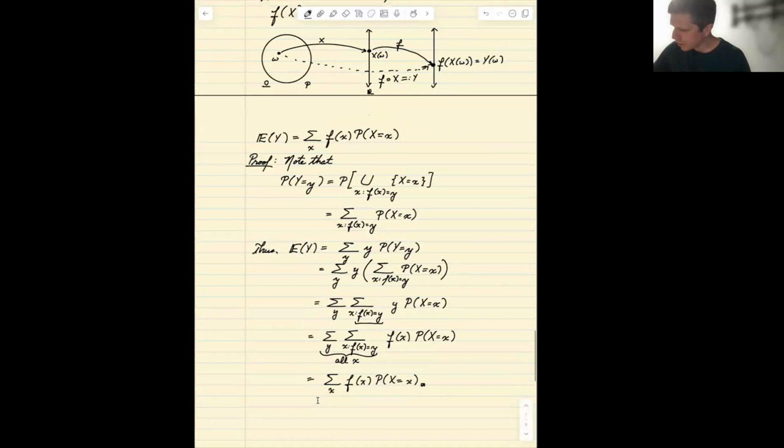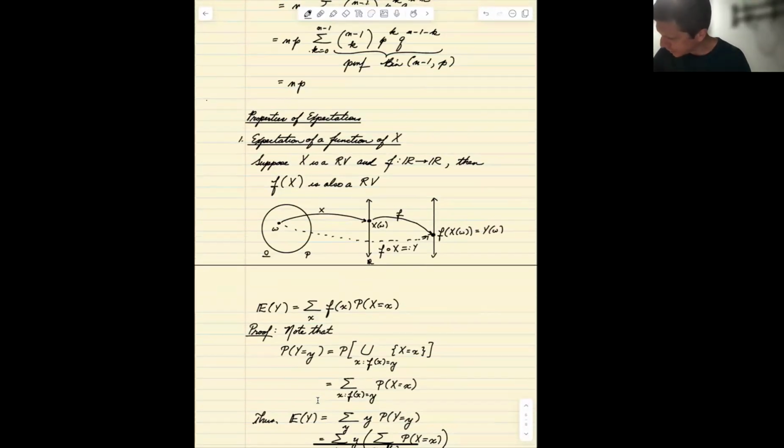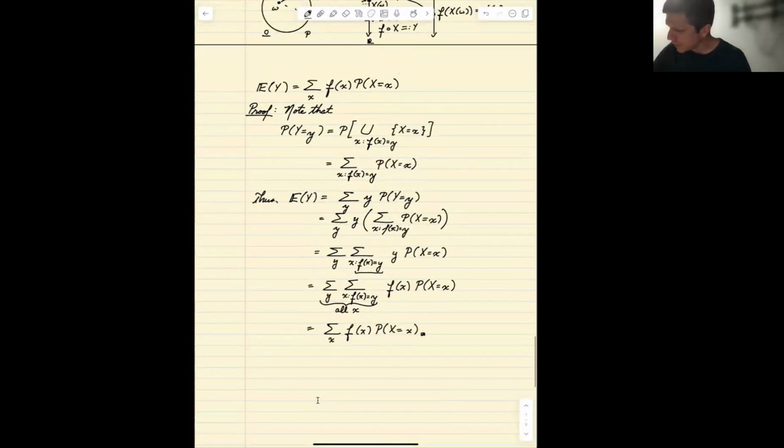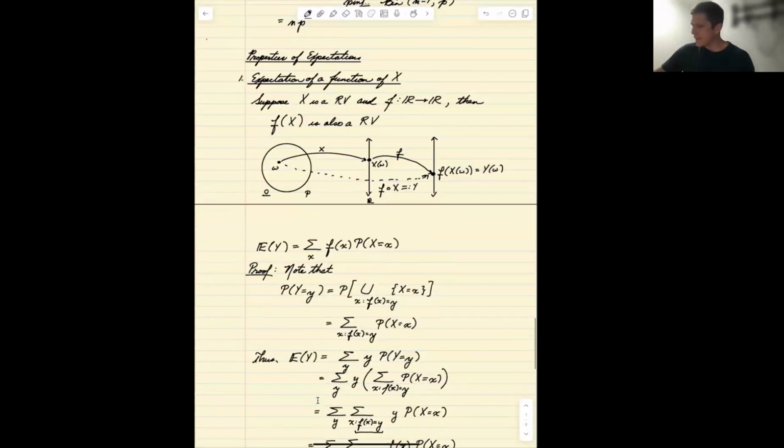This is also called the law of the unconscious statistician, because it was taken for granted for a long time that this was just something that could be done without actually proving it. In fact, it can be proven and it is a valid thing to do, but it does require a proof.